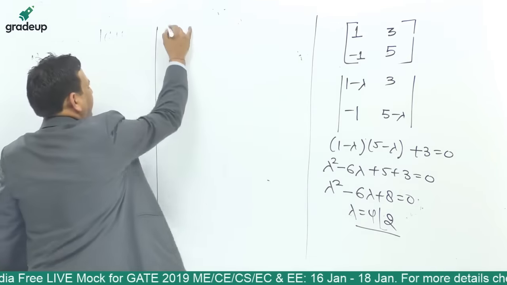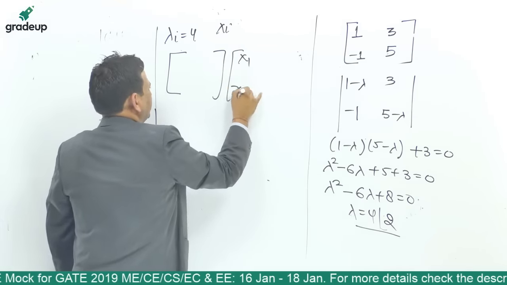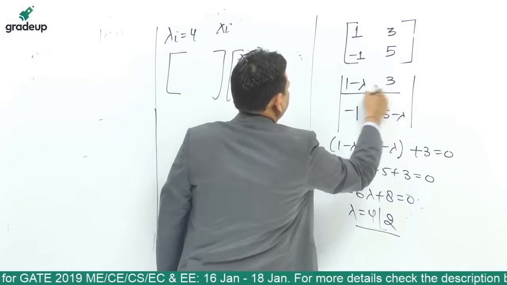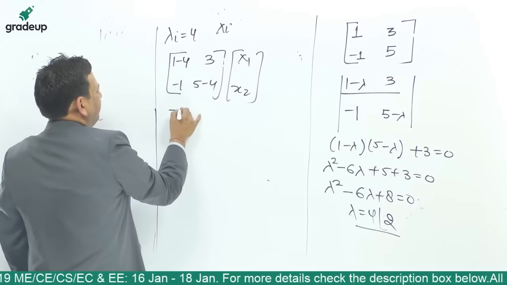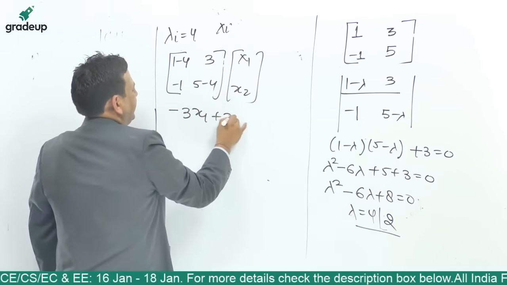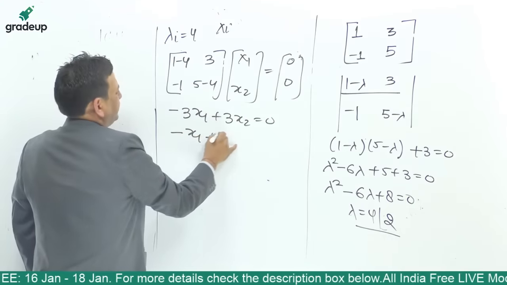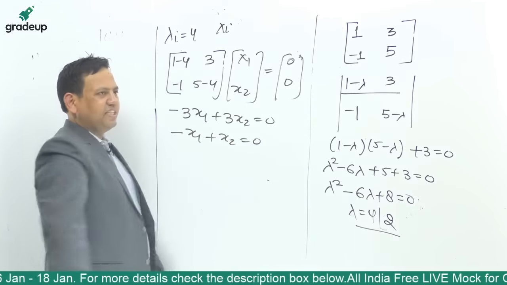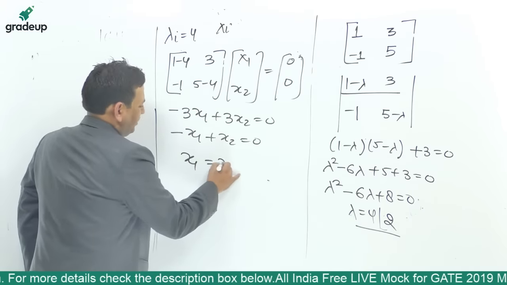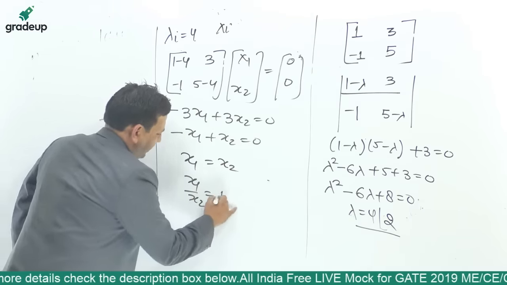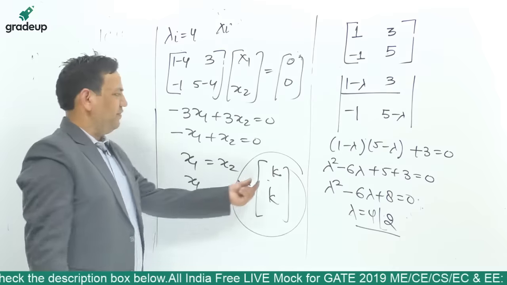Now I am taking lambda i equal to 4, so I have to calculate xi. Let's see how we will calculate. We will say xi means x1, x2. Now put the value 4. If you put the value 4, what will you get? 1 minus 4, 3, minus 1, 5 minus 4. So your equations will be minus 3 x1 plus 3 x2 is equal to 0, and the second will be minus x1 plus x2 equal to 0. Both equations are the same because its rank cannot be equal to 2. Its rank is always less than or equal to 2. So x1 is equal to x2, meaning x1 upon x2 is equal to 1. So this is your solution. Now this is one independent solution.